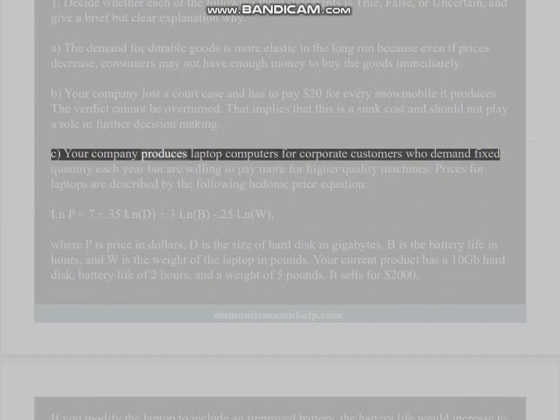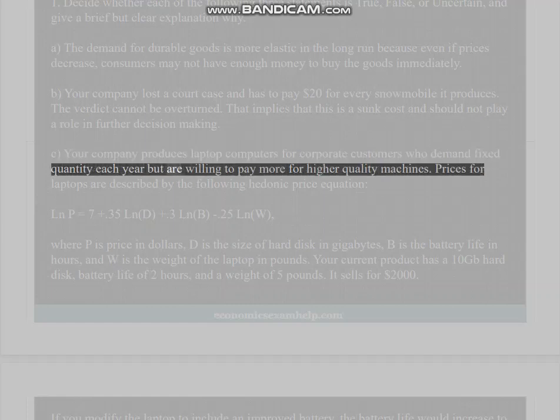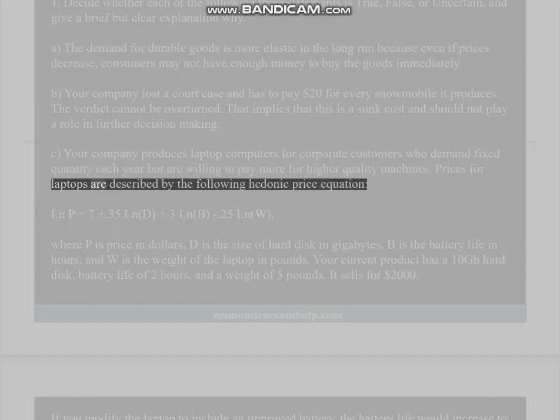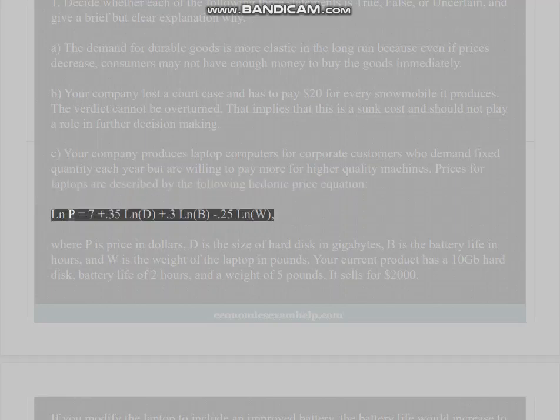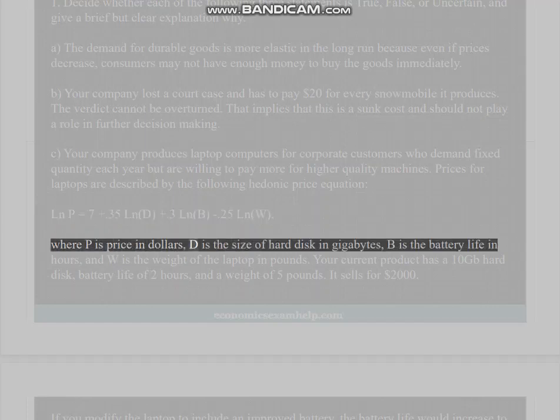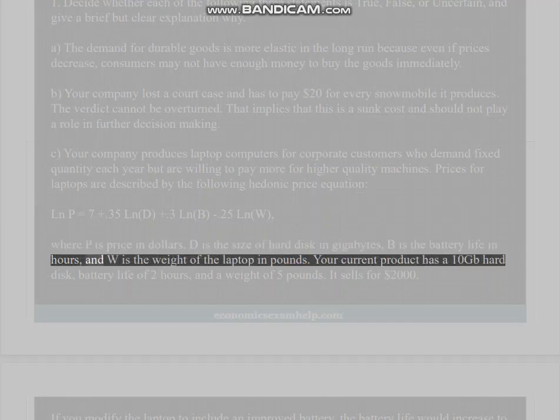C. Your company produces laptop computers for corporate customers who demand a fixed quantity each year but are willing to pay more for higher quality machines. Prices for laptops are described by the following hedonic price equation. ln P equals 7 plus 0.35 ln D plus 0.3 ln B minus 0.25 ln W, where P is price in dollars, D is the size of the hard disk in gigabytes, B is the battery life in hours, and W is the weight of the laptop in pounds.